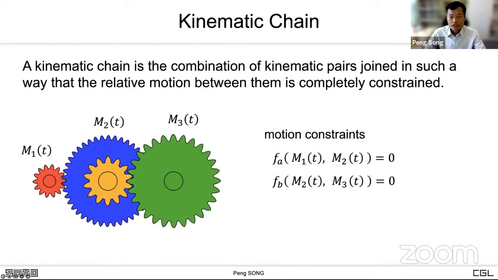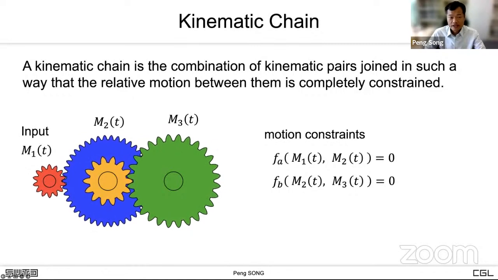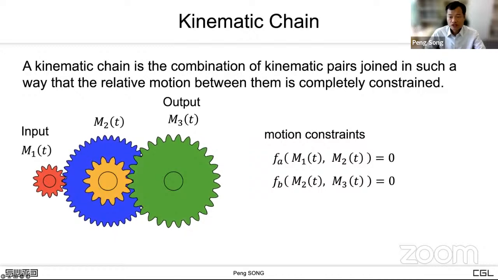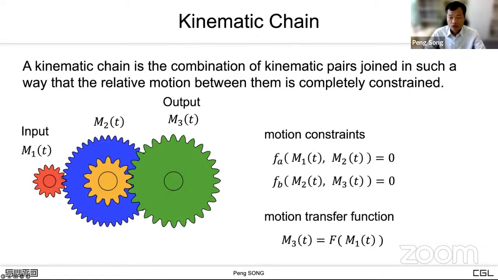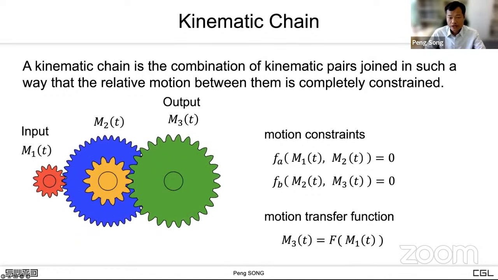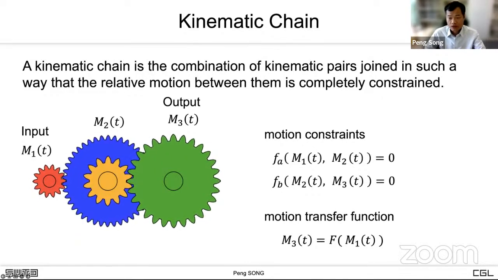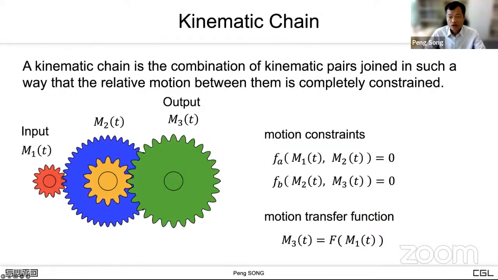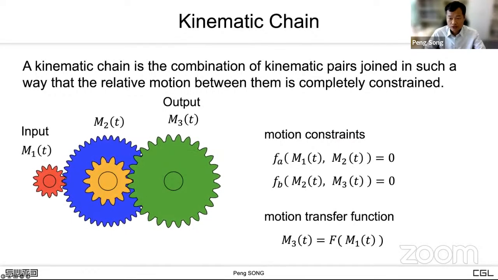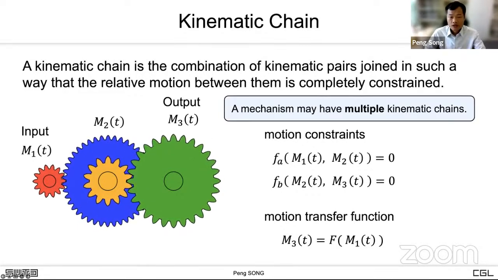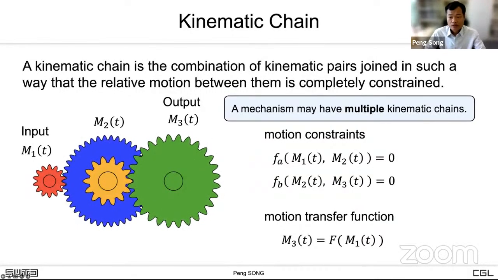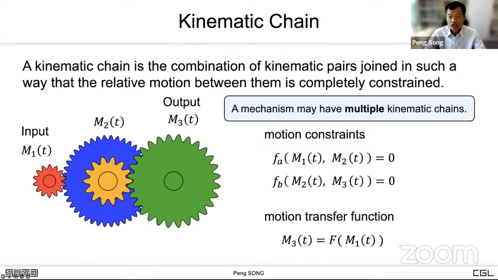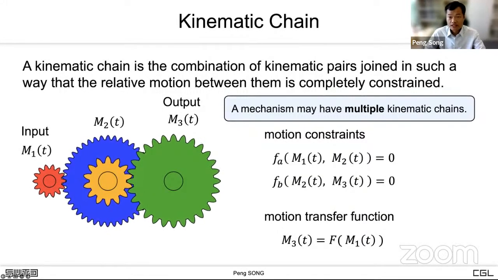Let's assume m1(t) is the input driving motion and m3(t) is the output motion. Then the motion transfer function of this kinematic chain can be written as m3(t) = F(m1(t)). This motion transfer function can be obtained by solving a system of the joint motion constraint equations. A mechanism may have multiple kinematic chains. We can use the same method to compute a motion transfer function for each kinematic chain in the mechanism.